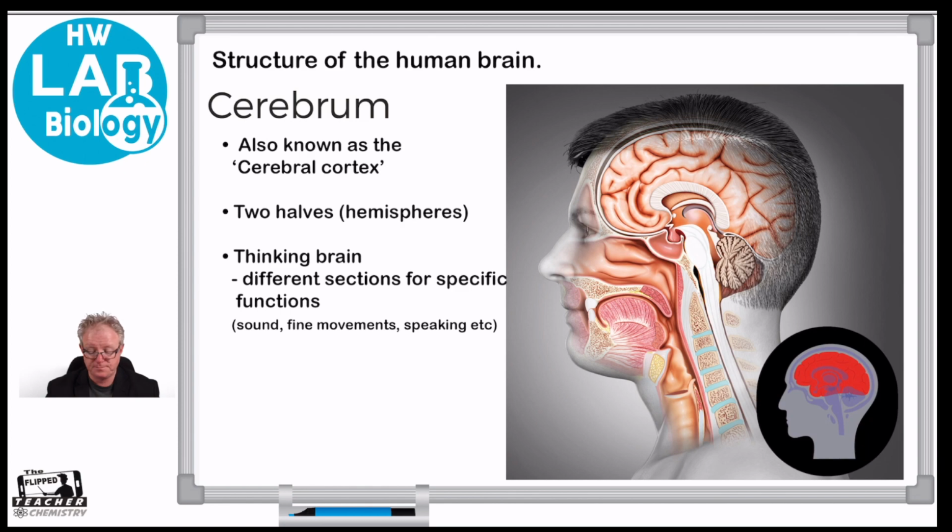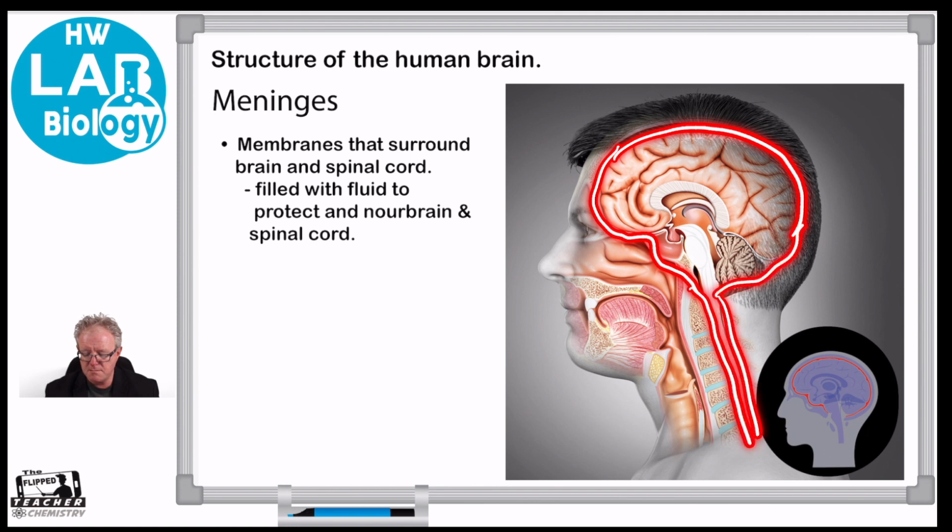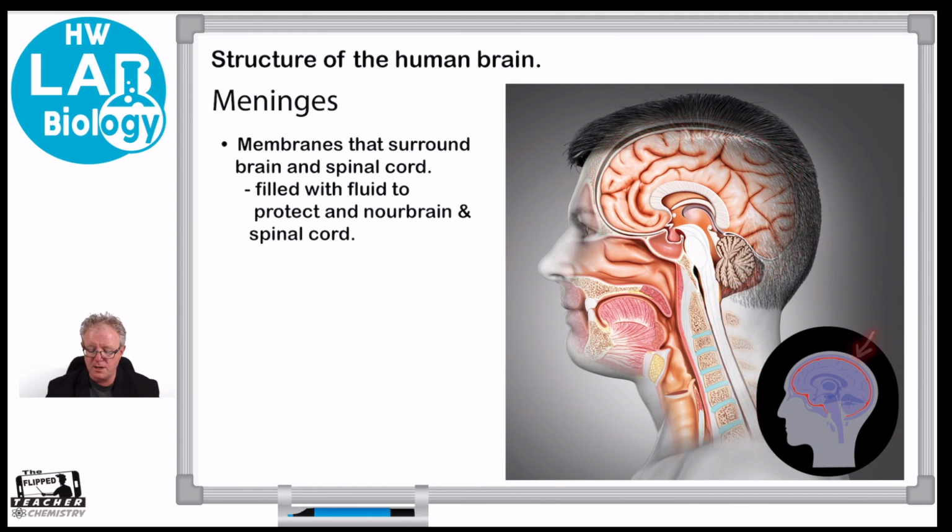Okay, now we're going to be looking at something called the meninges. The meninges are membranes that surround the spinal cord and the brain. You can see here it's outlined in red, and they protect the brain and the spinal cord. In fact, there's a little bit of fluid within the meninges. If you can imagine two sheets of paper, and each sheet of paper is a membrane, and in between is some fluid.